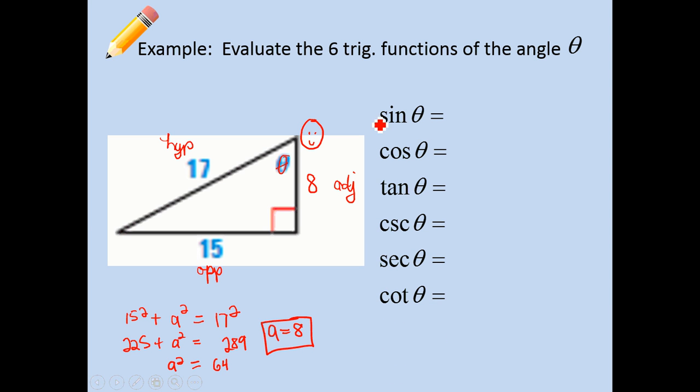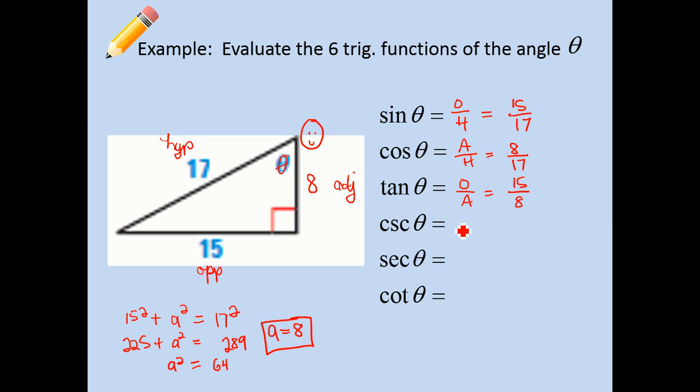So sine, let's go through that again, is opposite over hypotenuse. Opposite would be 15, hypotenuse would be 17. Cosine is adjacent over hypotenuse, that would be 8 over 17. Tangent is O over A, which is opposite 15 over adjacent, which is 8.